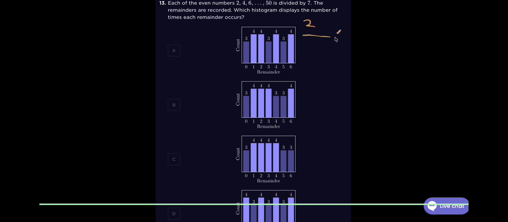I'm going to divide some even numbers by 7 and see if I can find a pattern. I'm just going to use a line here to separate the numbers we're dividing from the remainders. If I divide 2 by 7, then the remainder is obviously 2. If I write 4, 6, 8, I'm just going to do some more even numbers here.